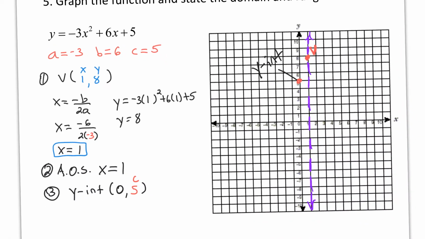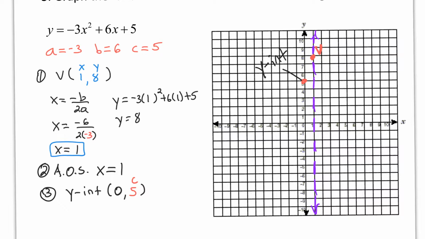Now we need to find 2 points from the vertex, and that's going to help us to be more accurate when we connect the points. So my pattern that we use is 1, 1, 2, 4 from the vertex, not the origin. You have to do this from the vertex. And keep in mind that when a is not 1, right now it's negative 3, you're going to have to multiply these two numbers by the a value. So I'm going to multiply 1 times negative 3, which is negative 3, and 4 times negative 3, which is negative 12.